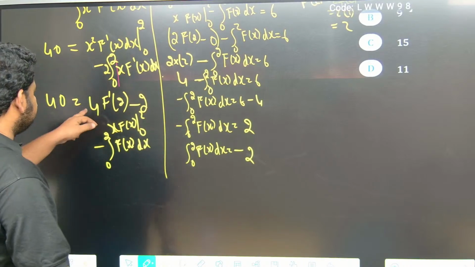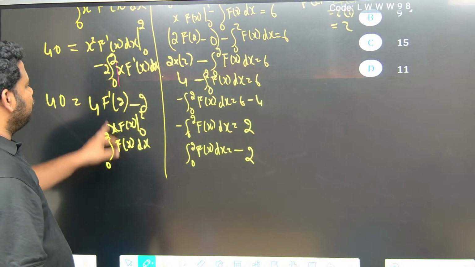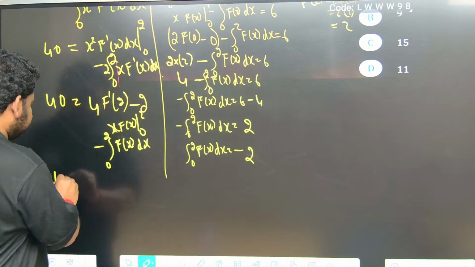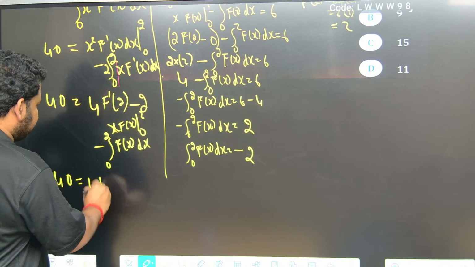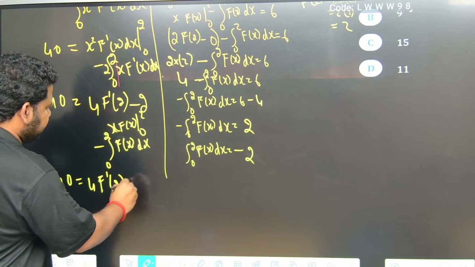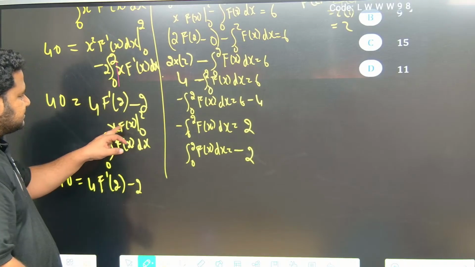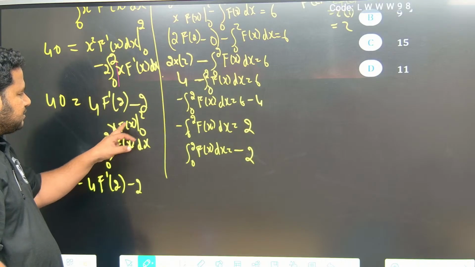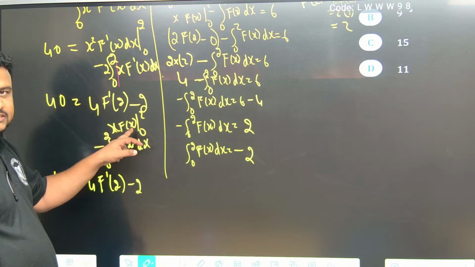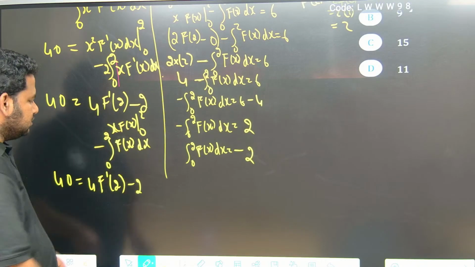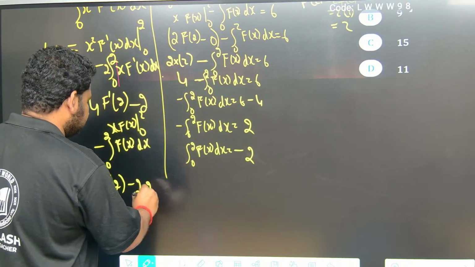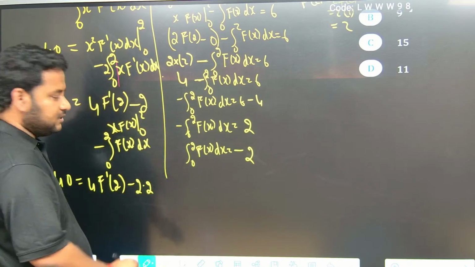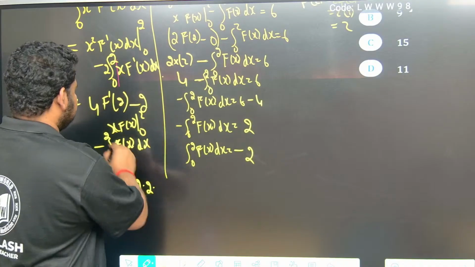Now this will be 4 times f dash of 2, okay, 4 times f dash of 2. So 40 is equal to 4 times f dash of 2, minus 2 times this is what? X times f of x. So this will become equal to x times f of x, where f of x I can write in terms of small value, that is nothing but 2 times f of x.